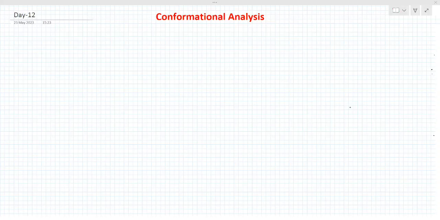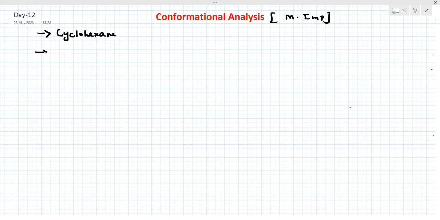Today, day 12 class. In this video, I will discuss conformation analysis in stereochemistry. Please note, it's the most important topic in stereochemistry. In conformation analysis, I am going to discuss two important conformers: one is cyclohexane, and the second one is butane. And finally, I will give a summary about ethane. These three are very important from the entrance exam point of view.